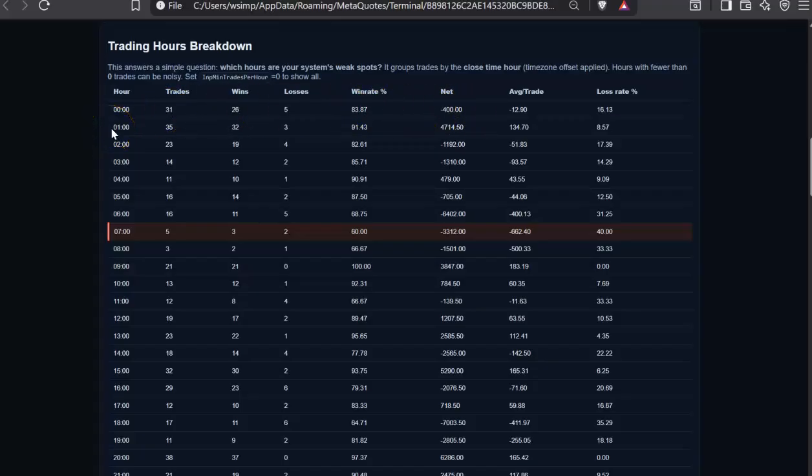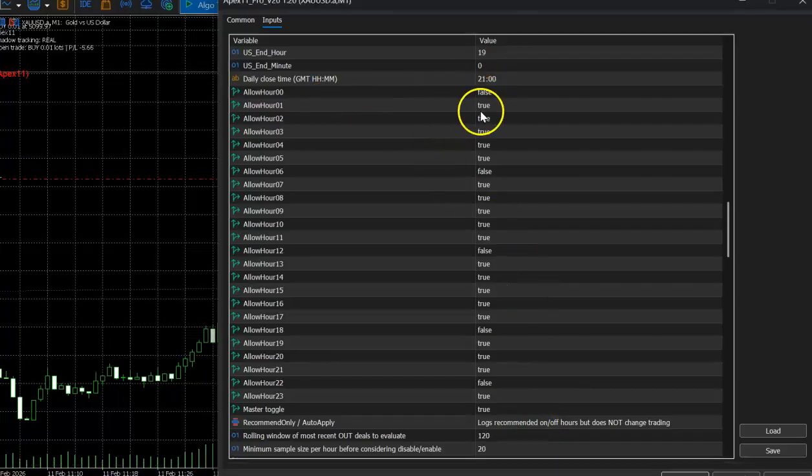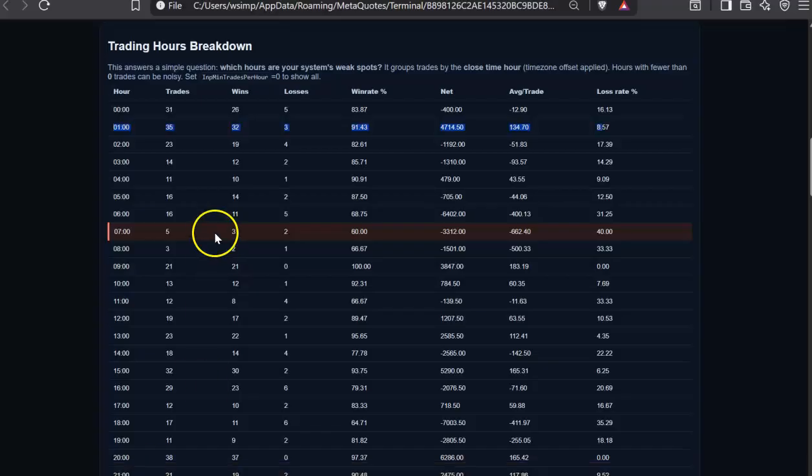And again, after the Apex11 automated input or feature has enough data on each hour, it will start automating the best trading hours. So you can see 1 o'clock is net positive. That's a really good trading hour. It's based on the data. So you go back and you'd go 1 o'clock is true. We just keep that hour turned on.